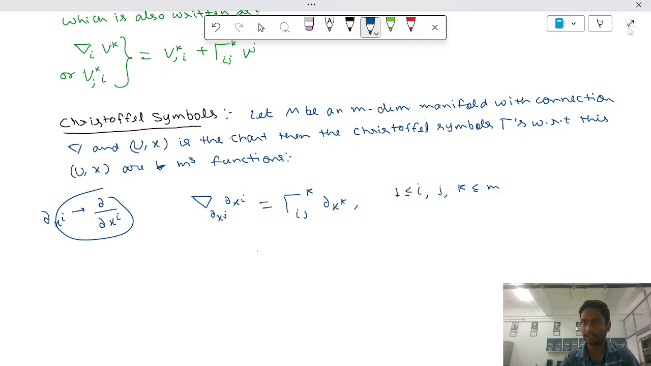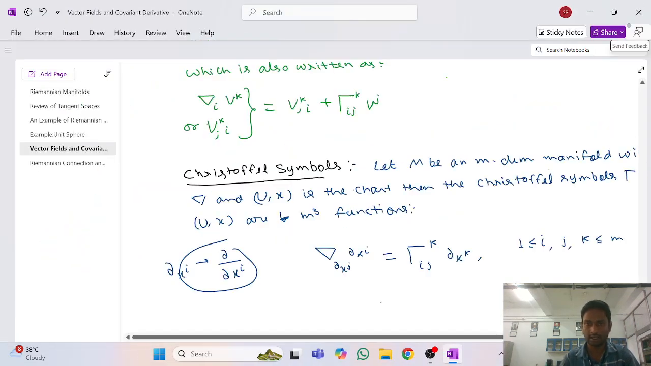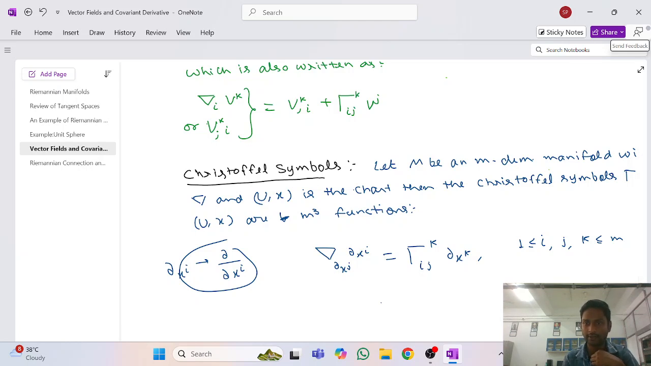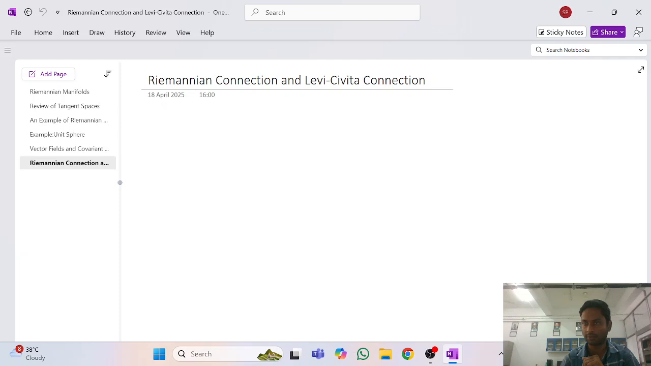So this was the thing that I left out in the last lecture. I hope you understand all of that. There is nothing quite difficult, and today we will derive an expression for the Christoffel symbol. But before that, let's discuss our new topic.